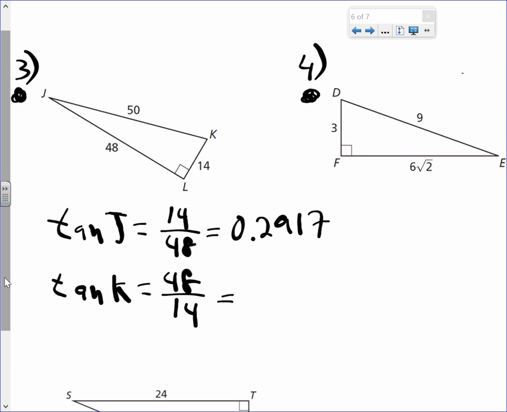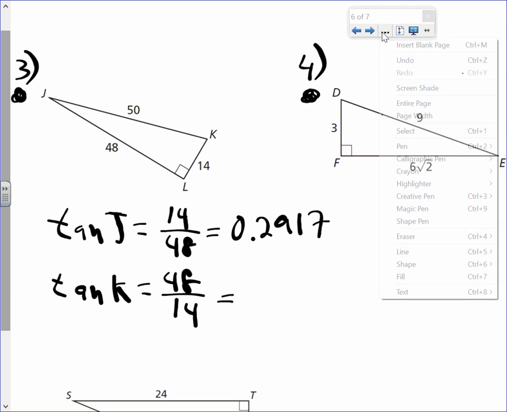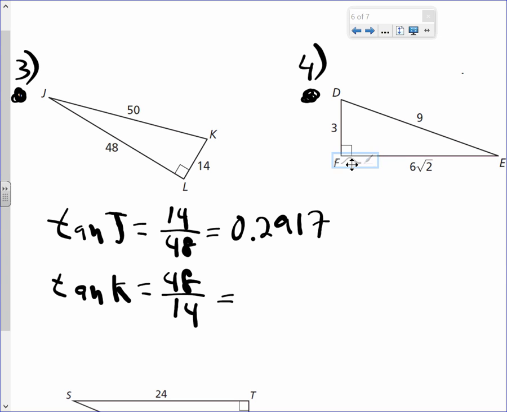Someone type that in the calculator for me, 48 divided by 14. You're awesome. 3.4285? 286, huh? Actually, yeah, 286. Very good. Thank you for good looking out. 3.4286. We're rocking and rolling.